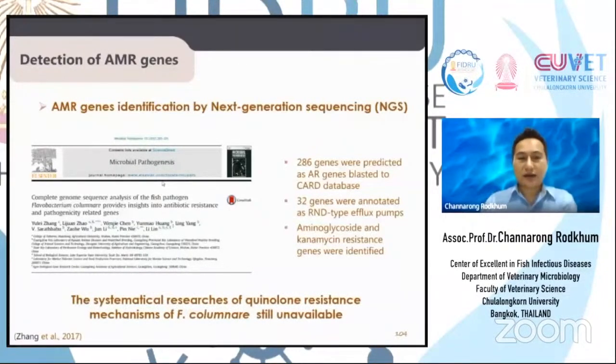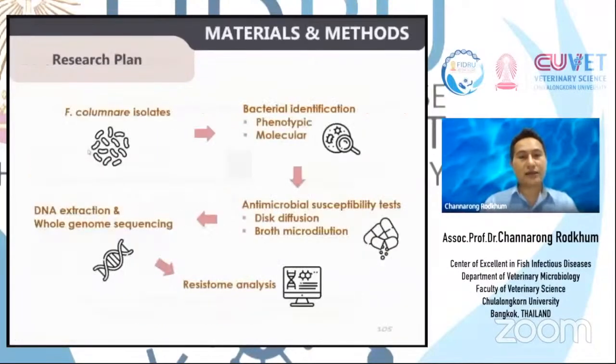But anyway, for this research group, a systematic study of the quinolone resistance mechanisms of Flavobacterium columnare is still unavailable. That's why we aim to study deeply the quinolone resistance mechanisms of our bacteria, F. columnare, that we isolated from ASEAN sea bass. And this is a case study.